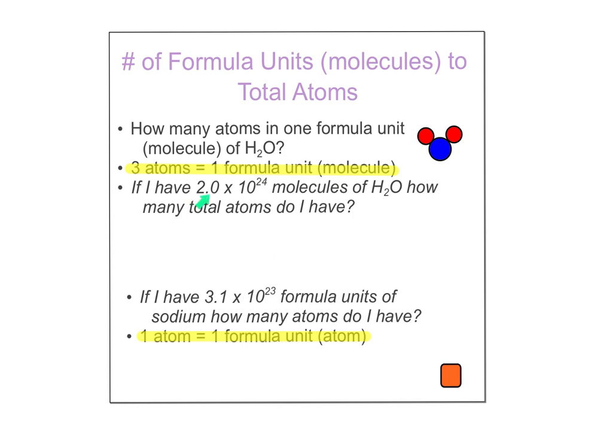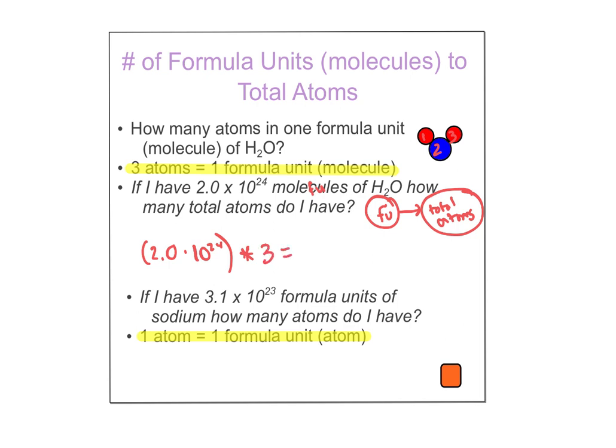Here's the question. If I have 2.0 times 10 to the 24th molecules of H2O, remember molecule is the same as formula unit, how many total atoms do I have? Well, let's look. Here is one H2O molecule. In one molecule, how many atoms are there? 1, 2, 3. So 3 atoms in one molecule. So all we're going to do to go from FU island to total atoms island, which we're doing in this problem, is I'm going to take the given number of molecules, 2.0 times 10 to the 24th, and we're going to multiply it by how many atoms there are in the formula. How many atoms are there? Well, we said 1, 2, 3. So times that by 3.